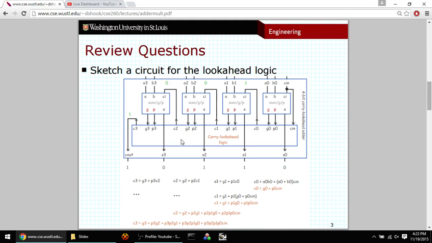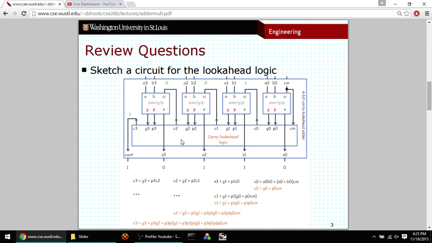Yes? I want P1 on this last one. Did I do this wrong? Oh, I'm missing a term. Thank you. P1, P0, right? Perfect.